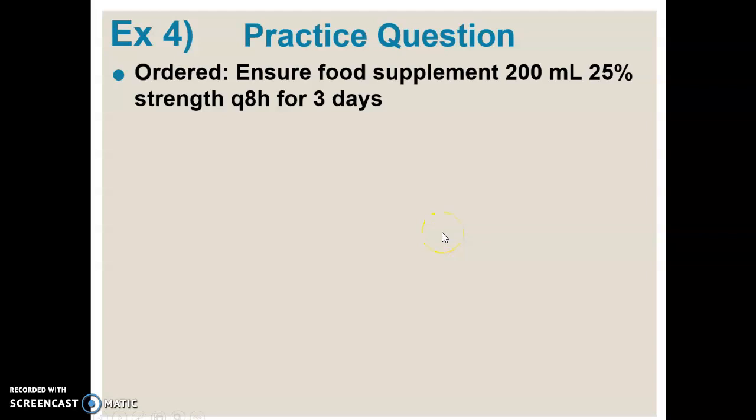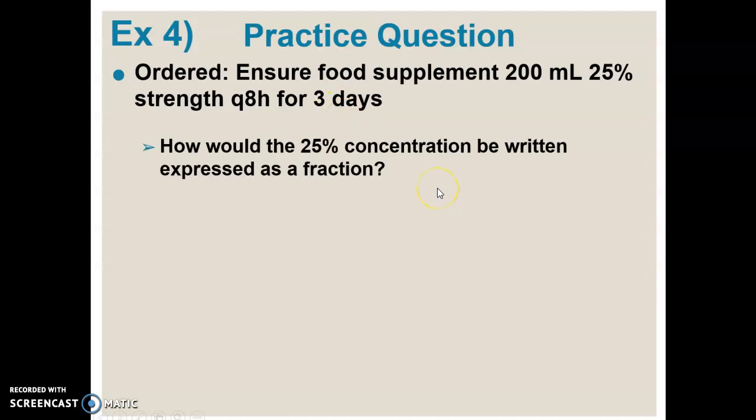Okay, example 4 starts getting into these fractions and ratios and percentages. So I wanted to run through some of that with you as well. Let's say we have an order for Ensure food supplement. That's that little thick milkshake substance that they give the nursing home patients. So we need to give 200 milliliters, but only at 25% strength every 8 hours for 3 days.